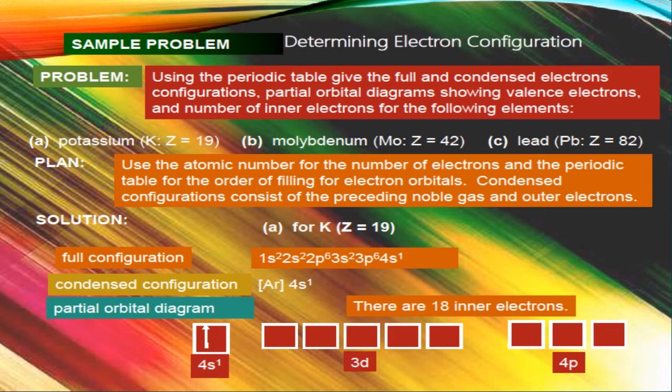If you take potassium, atomic number equal to 19, full configuration is 1s2, 2s2, 2p6, 3s2, 3p6, 4s1. So 19 electrons are accommodated. For the condensed configuration, the nearest noble gas is argon, so argon in the bracket and you write 4s1. Next is the partial orbital diagram. In the 4s orbital, only one electron is there, called the valence electron. And there are 18 inner electrons.